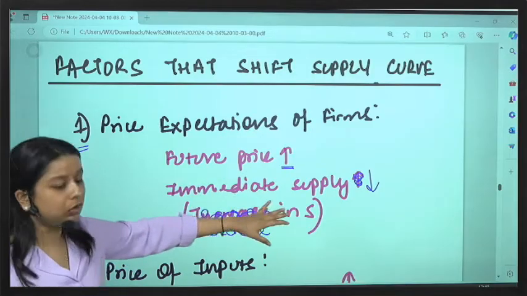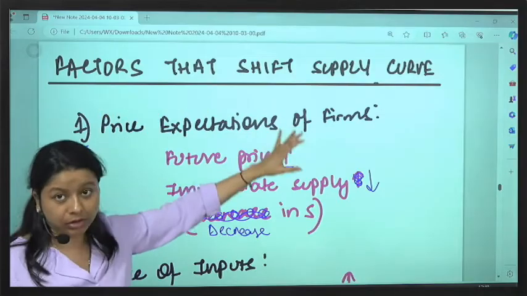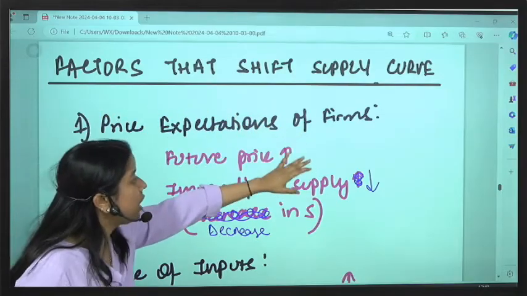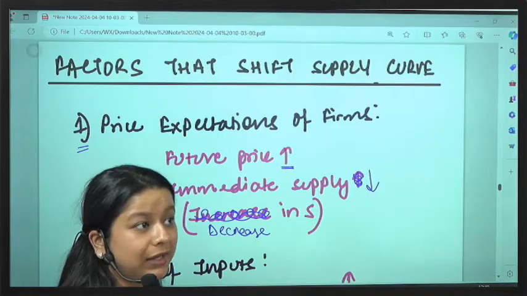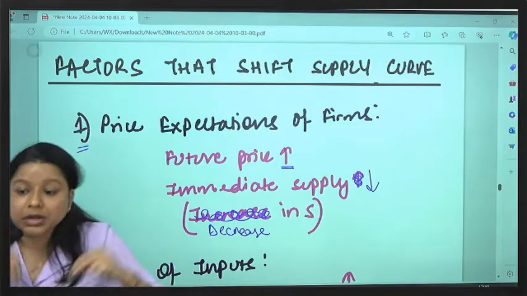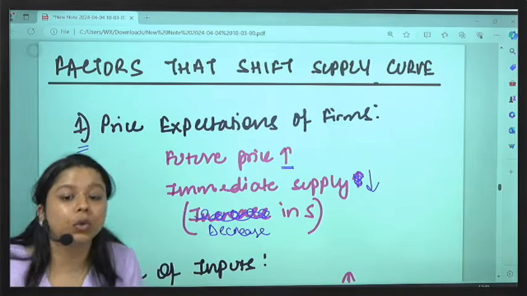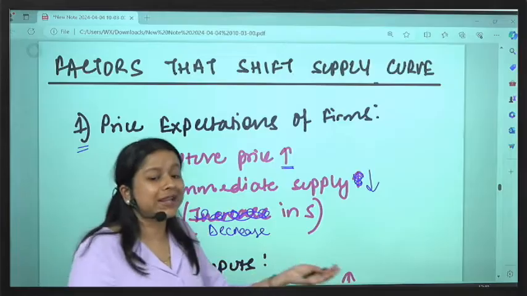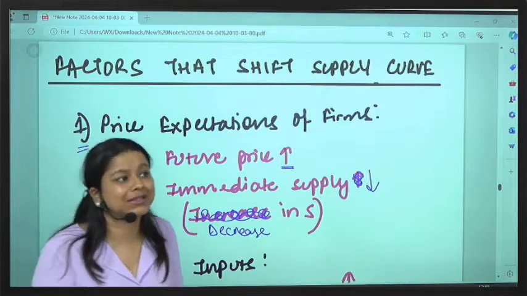Is this okay? Just please have a look. When I'm saying that I am expecting that the future price will be increasing, meaning now the price is lower, the price which I'm charging today is lower. So why will I sell today? I will sell it tomorrow when the price is high.